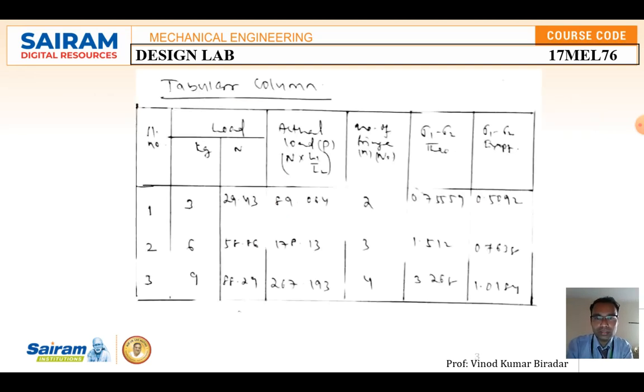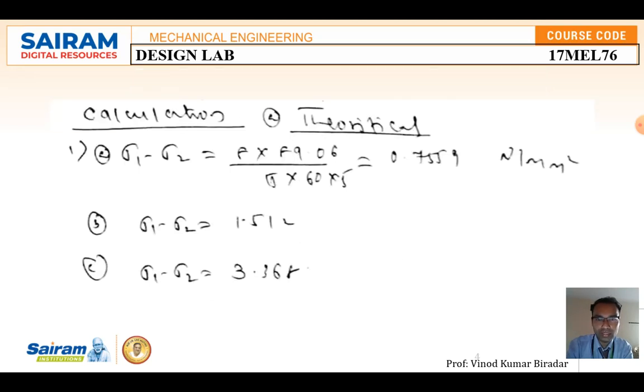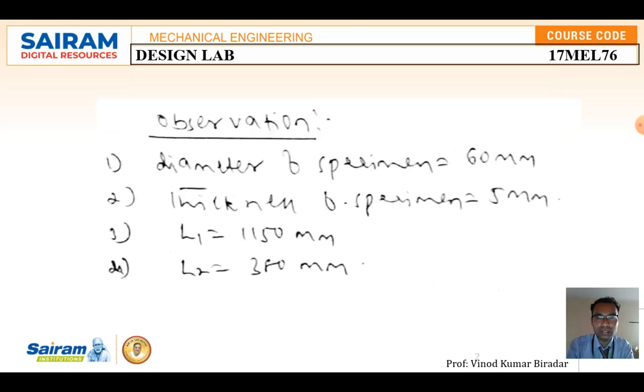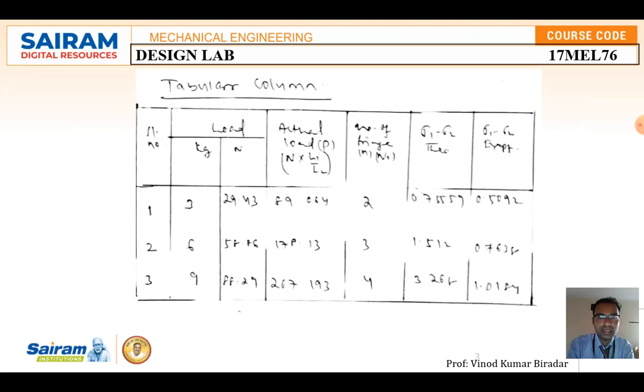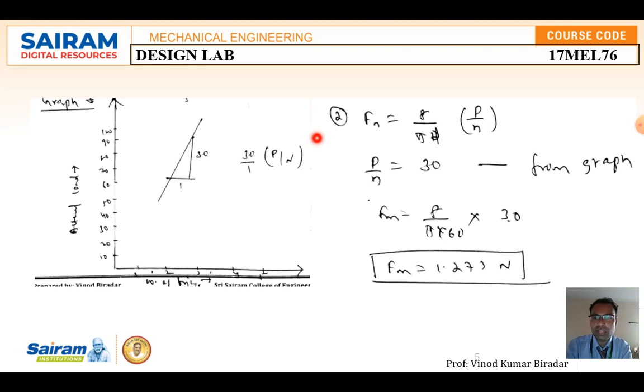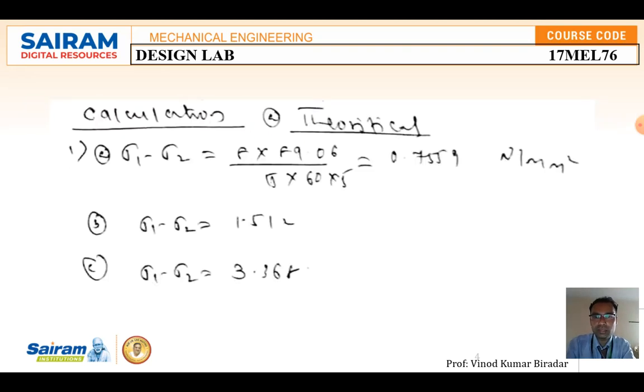So what is meant by 8? Here 8 is multiplied by the load, 89, whole divided by pi d square. The diameter is given, 60, and thickness 5, so that you need to find here. That is the stress formula: stress is equal to 8 times load divided by pi d square. You apply the formula, or note the formula mentioned here and substitute. This is about the theoretical values.